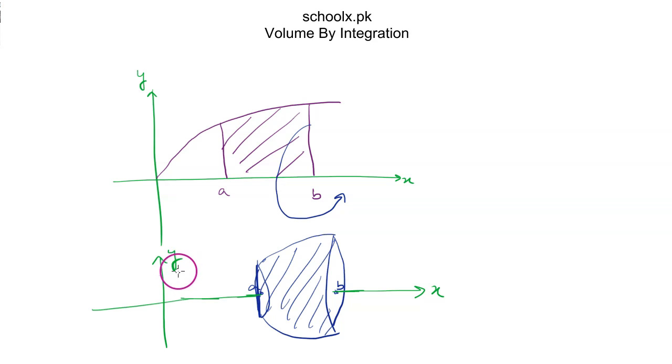Alright, so now let's break this down a little further. Let's say I have this area right here which has this portion right here with a very minute width, with a very low width. Let's name that width d of x. Now if I rotate this area in the same manner, I'll get a shape like this.